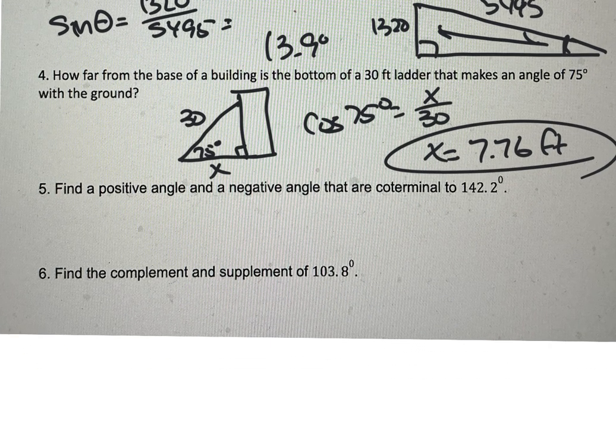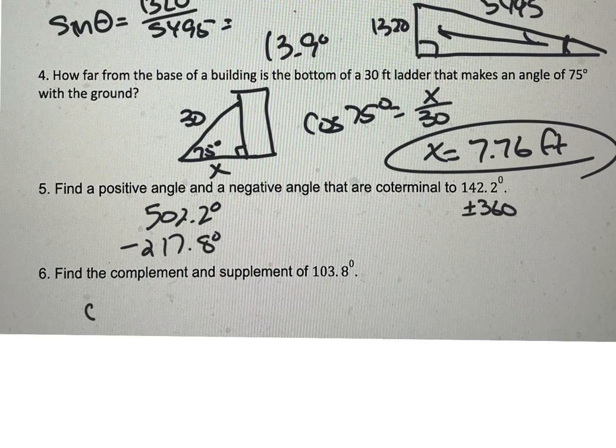All right, number five, find a positive and a negative angle coterminal. Now remember, when you do coterminal, basically the terminal sides are in the same place. I'm going to add and subtract 360. So I'm doing 142.2 plus 360. That's 502.2 degrees. I'm also doing 142.2 minus 360, which is negative 217.8 degrees. That's all you got to do on that one.